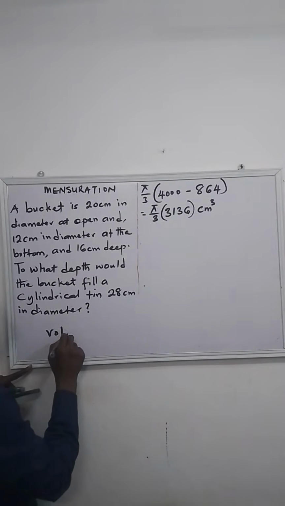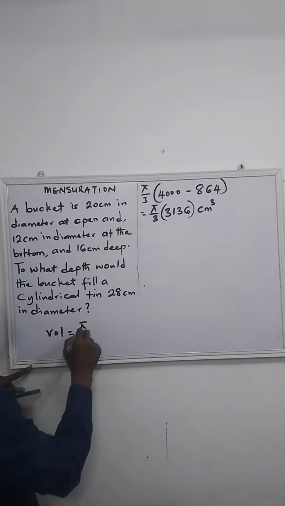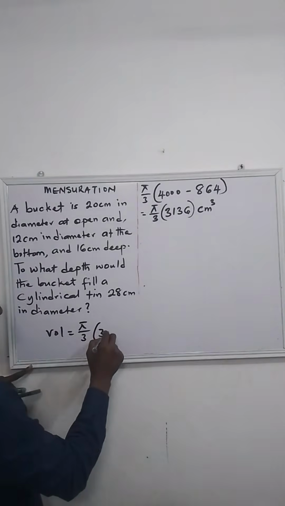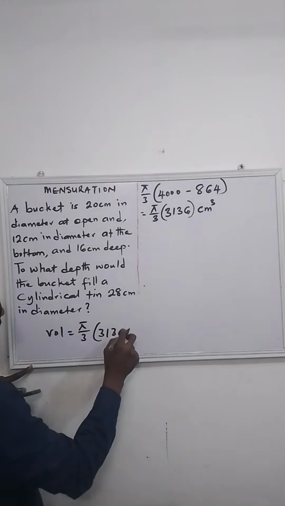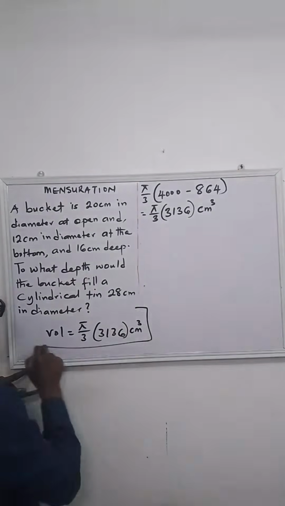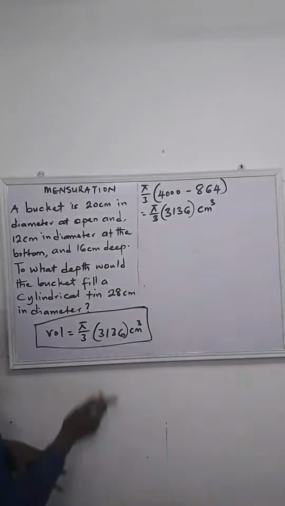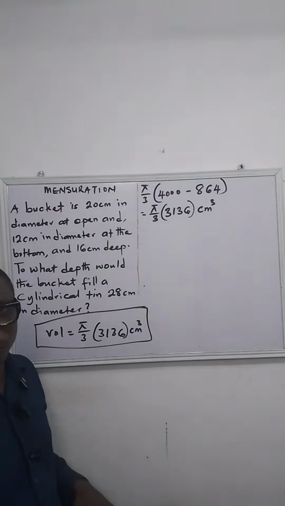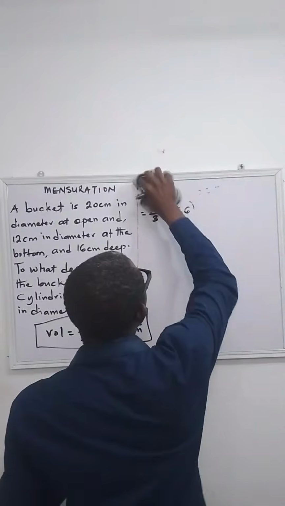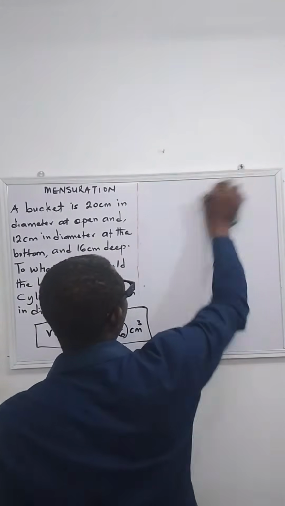This is the volume of liquid in the bucket. That is pi over 3 times 3,136 centimeter cube. So let's take note of this. Now the volume here is going to be equal to the volume of the cylinder.